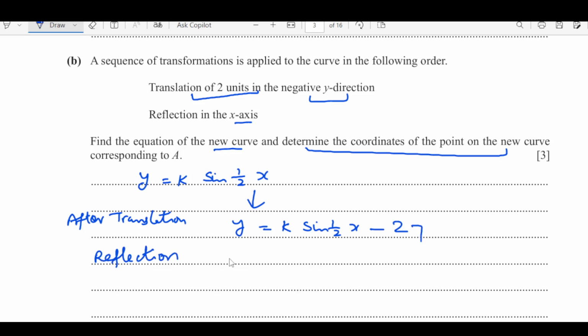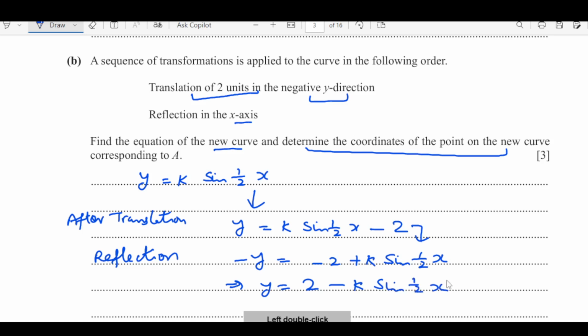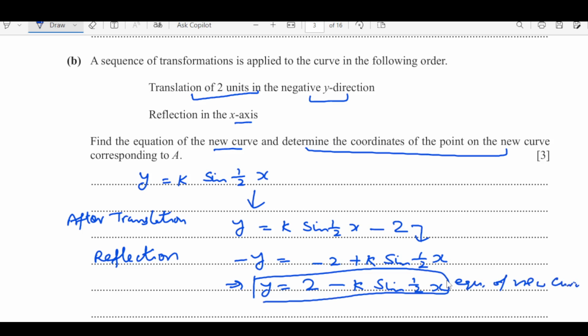So from here what will this become? This will become minus y equals k sine half x minus 2. That means our y is going to become, because this is negative, we multiply by the negative sign. So this is the equation of the new curve.